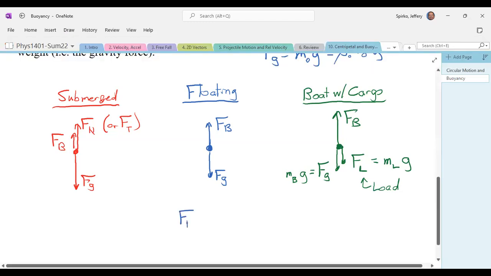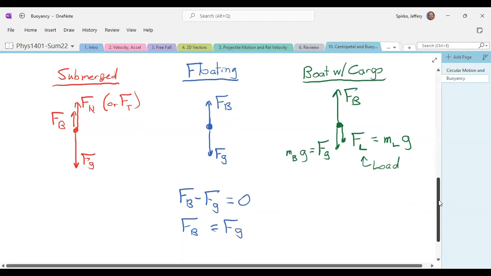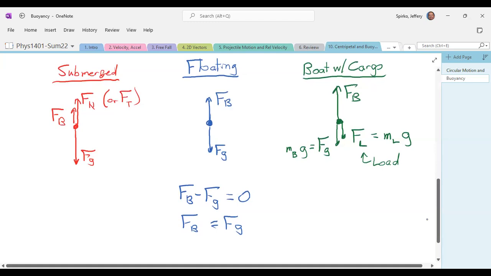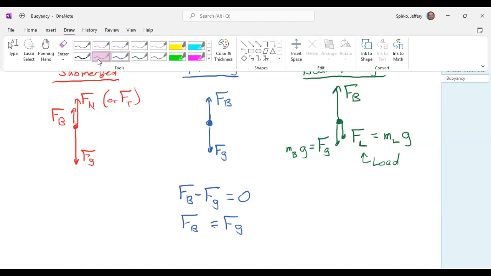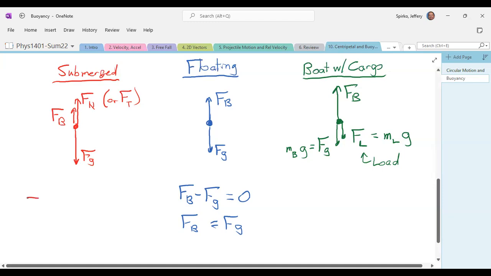This is F sub B minus F sub G equals 0. In other words, F sub B equals F sub G. In the submerged case, formally, it's F sub B plus F sub N minus F sub G equals 0. In other words, F sub B plus F sub N equals F sub G.